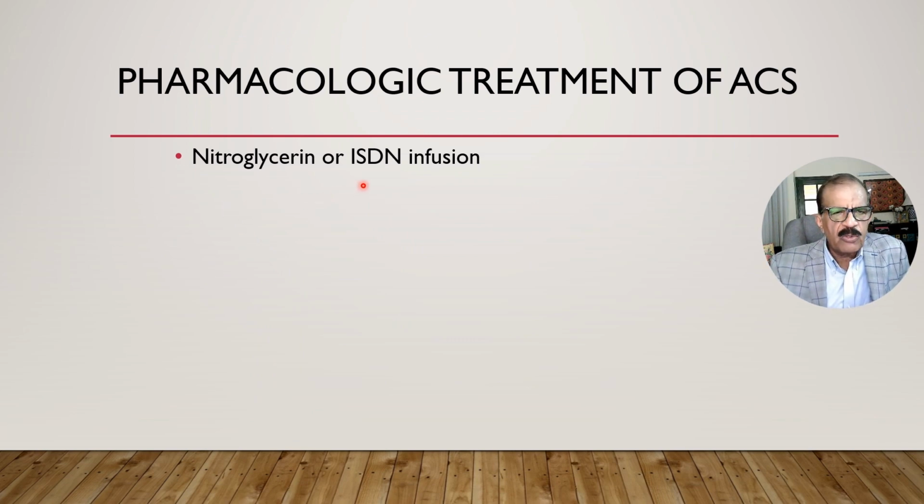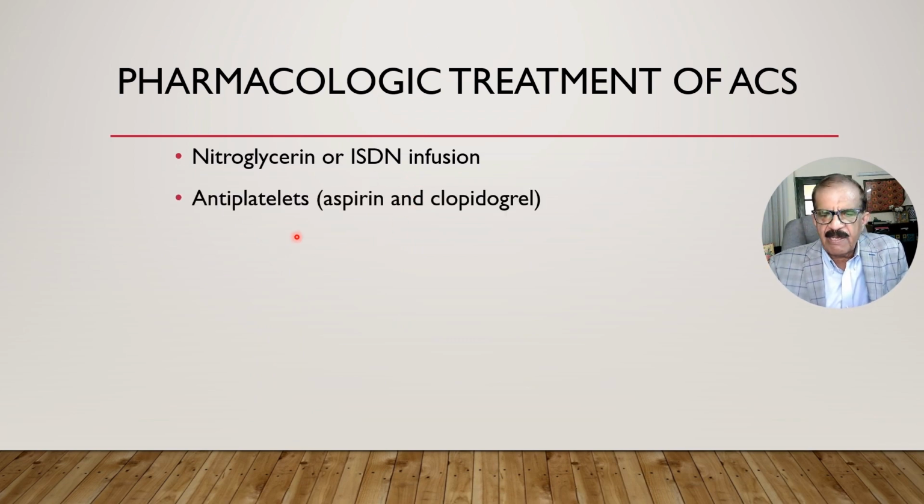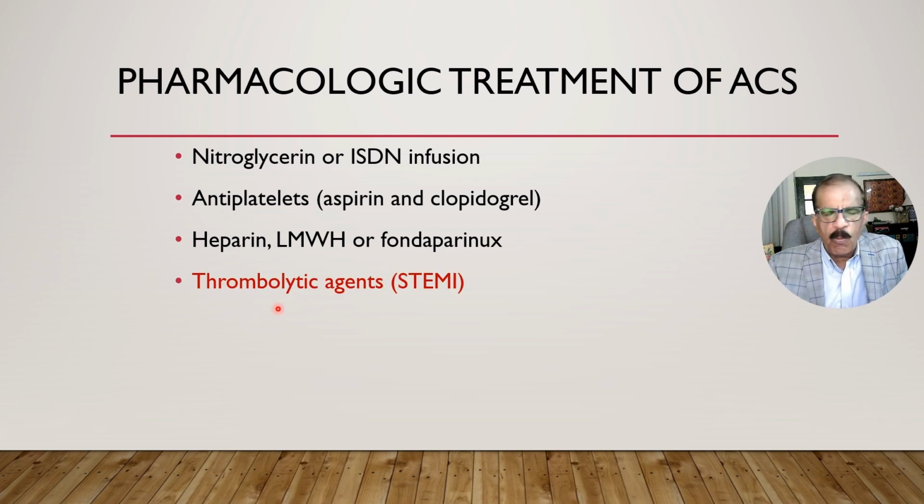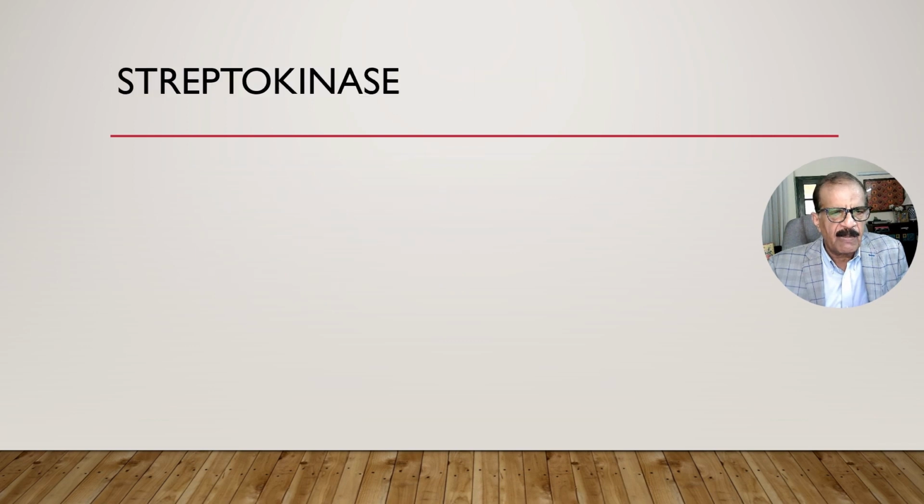Nitroglycerin or isosorbide dinitrate infusion, antiplatelet aspirin and clopidogrel, heparin, low molecular weight heparin or fondaparinux, these are all useful. And then thrombolytic agent. I think this is very, very important because all these can either save the ischemic myocardium and/or prevent further clot formation, but thrombolytic agent can dissolve the existing clot and can reperfuse the ischemic myocardium. So I think the maximum emphasis should be on the use of thrombolytic agent.